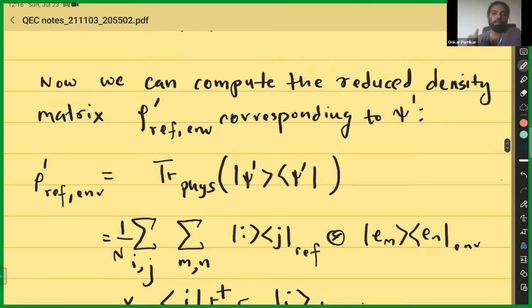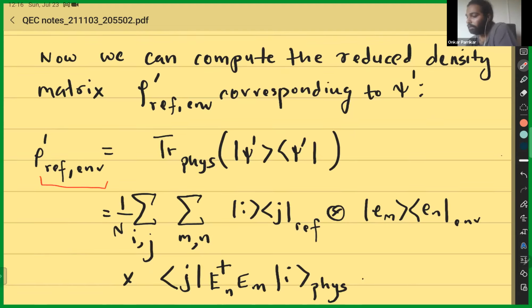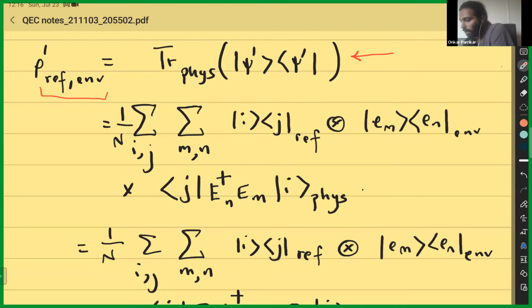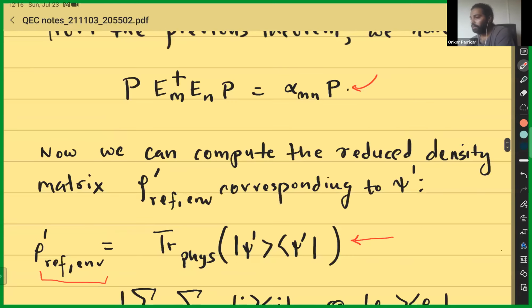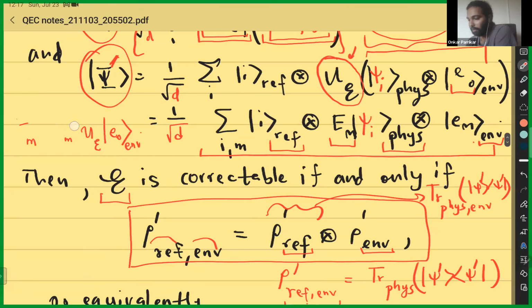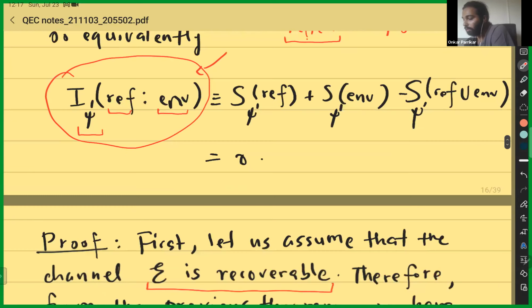Now all you have to do is just compute this reduced density matrix on the reference and the environment system. By definition, it's the trace over the physical Hilbert space of this object, and it's just a computation. You take this formula for psi prime. We have an explicit formula for psi prime here, this one, and you just plug it in.